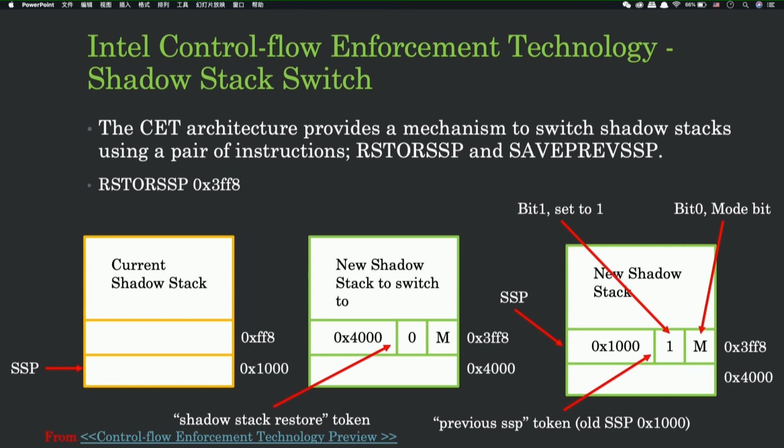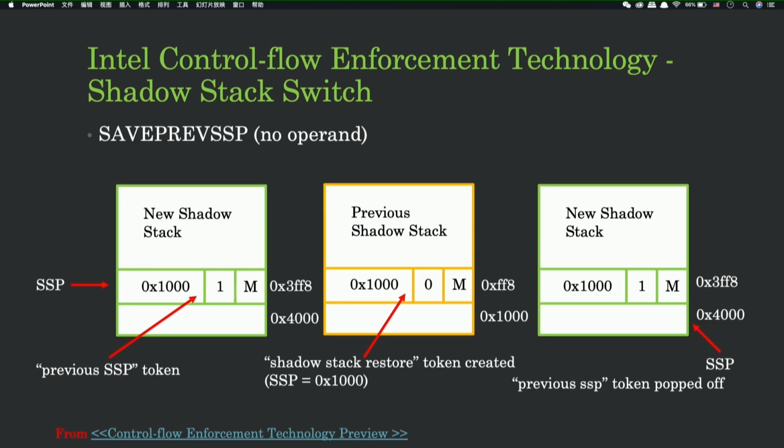Now because we need to go back to here, since the current SSP is pointing to 0x1000, we copy the address to here. And then this one marks it as the previous SSP token. So now this is created, and this previous SSP token is in place. Now we want to do the store.